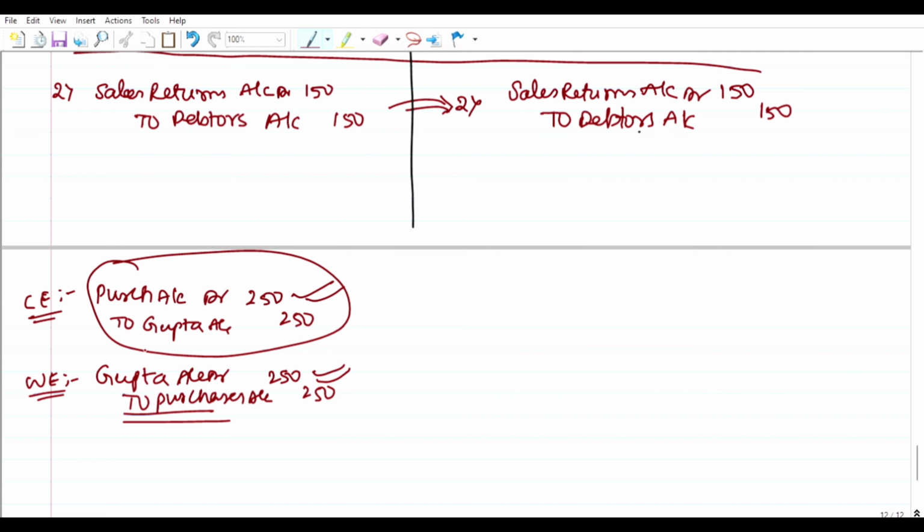Gupta and Company account, which was previously on the debit side, will come to the credit side and be cancelled by 250 rupees. The purchases account balance, which was 250 in credit, should actually be a debit balance of 250, but unfortunately it has been credited. If we debit the balance, then the debit side and credit side of purchases account will be tallied, right? Nullified.